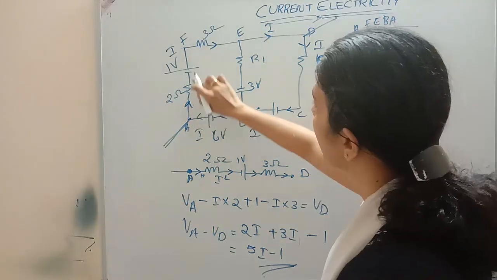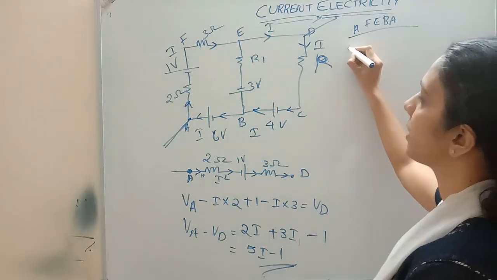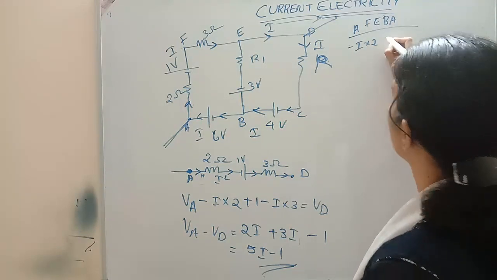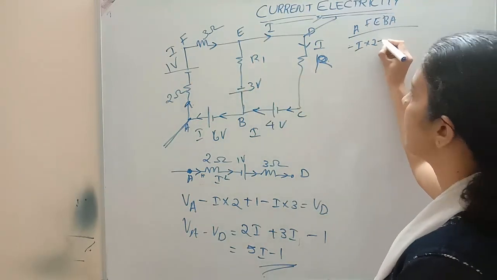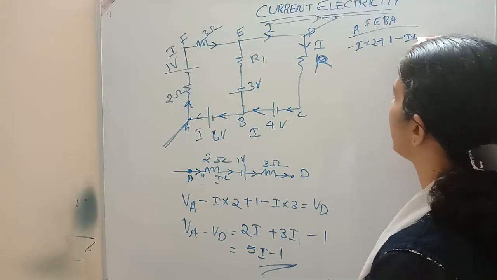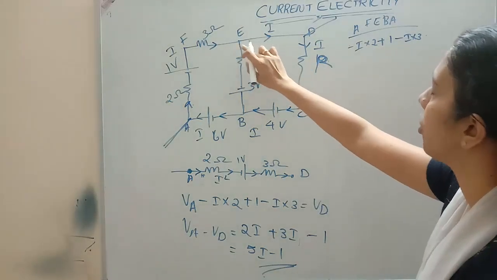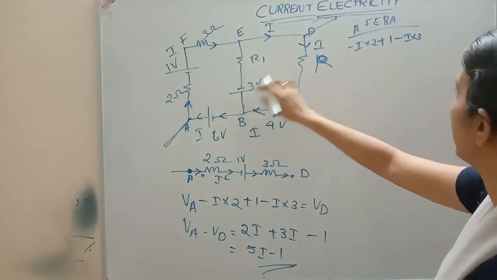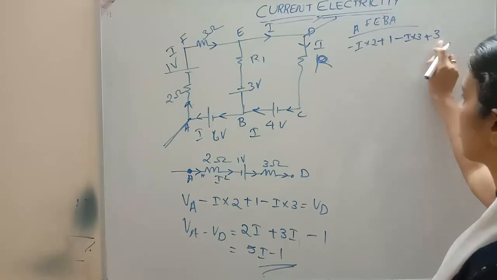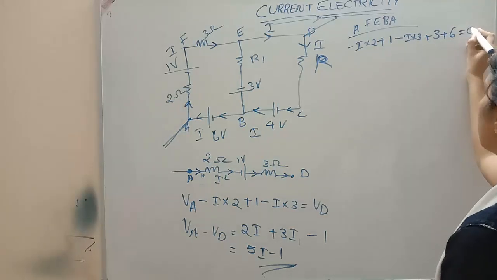Here current is moving in the direction of resistance, right? If current is moving in the direction of resistance, I will take it as negative, minus I into 2. First observing the negative terminal, so it is positive, plus 1, minus I into 3. Here current is not flowing through R1, right? So not required. Next, minus, negative terminals I am observing first, so I am taking it as positive. Next again positive, that is equal to 0.